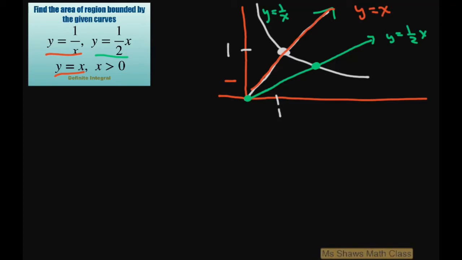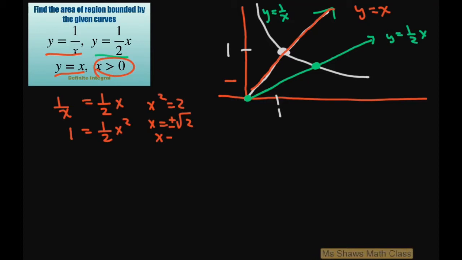All right, so let's see what we got. We're going to set 1 divided by x equals 1/2 x. That means we're going to have 1 equals 1/2 x squared, or x squared equals 2. So x equals plus or minus square root of 2. However, since x is positive, we're only going to take x as square root of 2. So this happens right here at x is square root of 2.